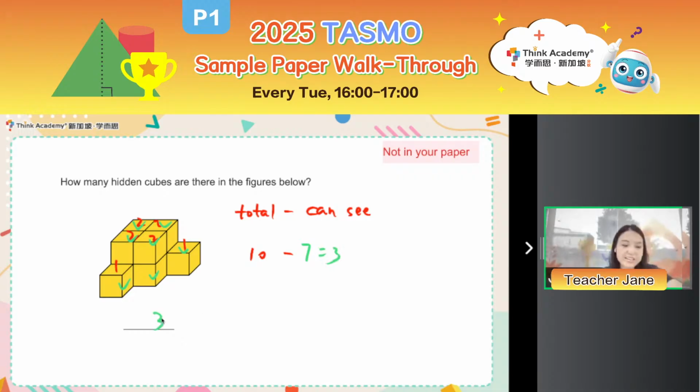Good job. That's it. Okay, good job, Yihan. Good job, everyone. So make sure every time when you read the question, don't just take it easy and think, oh, this question should be like this, and you guess what the question is. Do not do like this, or teacher Jane will get it wrong. You can see how many hidden cubes are there in the figure below, okay? Okay, this is super important.